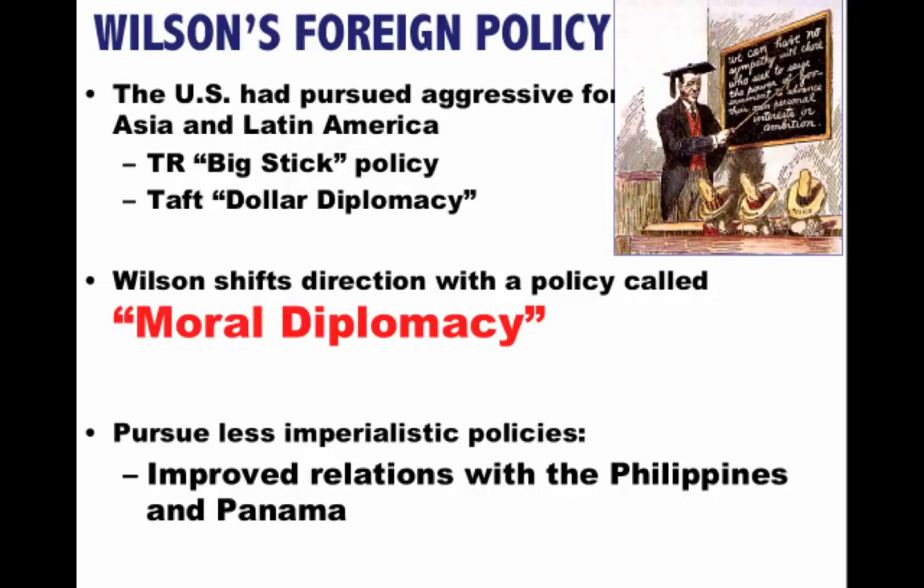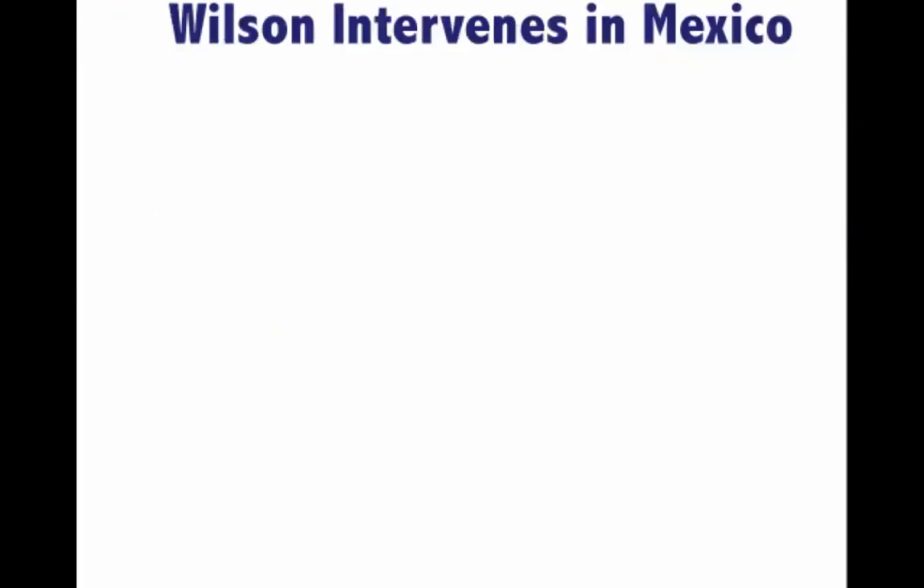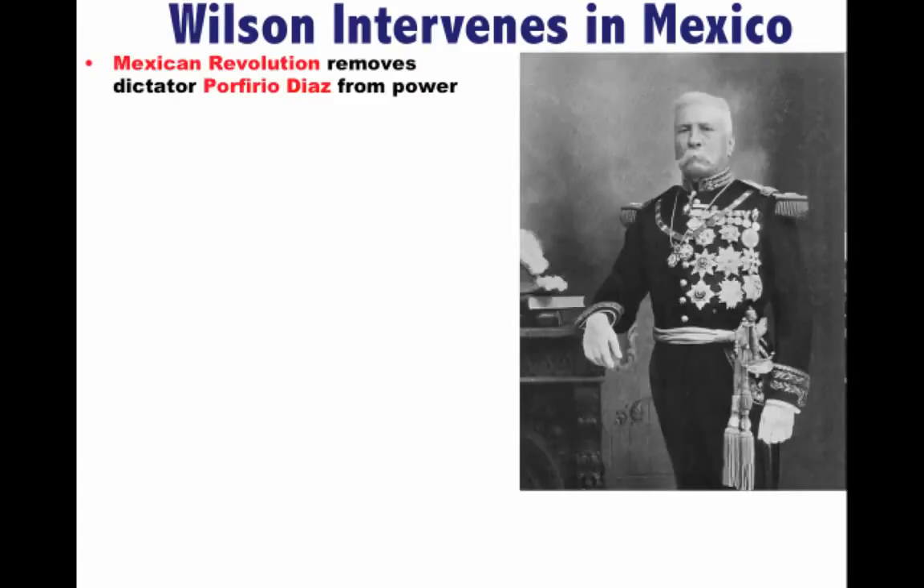You're going to see an improvement of relations between the United States and countries such as the Philippines and Panama. However, Wilson isn't going to be immune from wanting to intervene in other countries' affairs. And the best example is what Wilson does in Mexico. Little context for you. Mexico had a revolution, the Mexican Revolution, and it removes the dictator Porfirio Diaz from power. And the U.S. cares about Mexico because we had a lot of investments in Mexico. And revolutions typically are not very good for business.